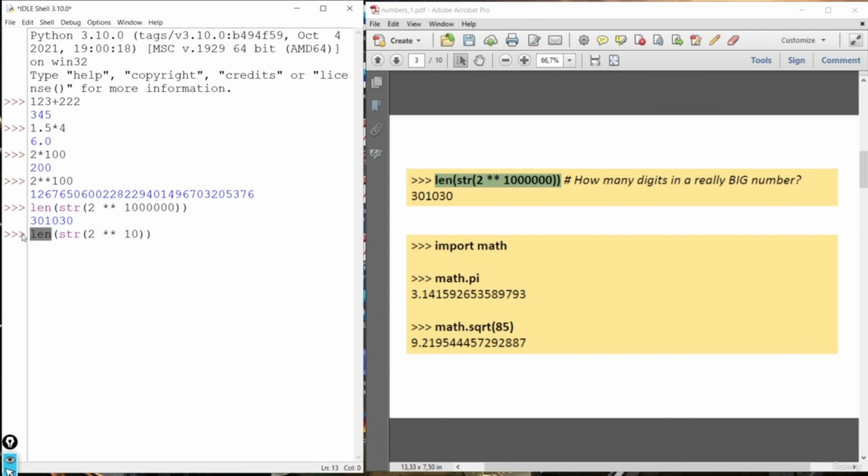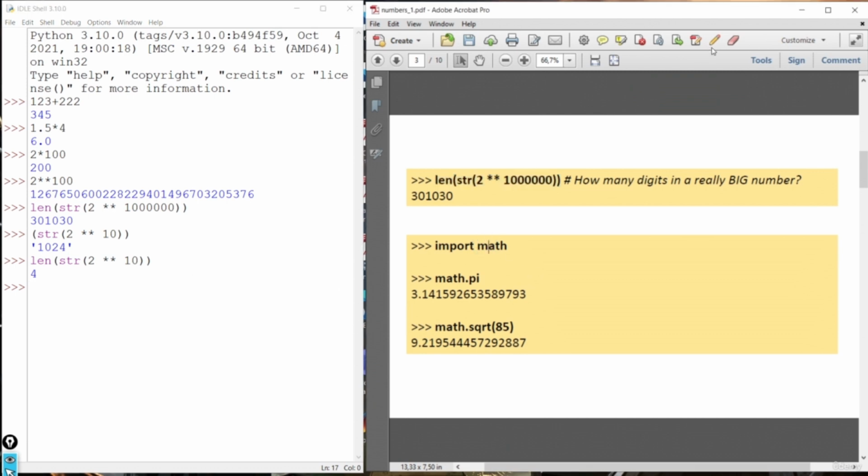Okay, I am omitting the len here. 2 to the power 10 is a number that is equal to 1024. Then we convert it to a string, and inside the string we have 4 characters. Okay, so if I type len in front of this expression, I get 4.